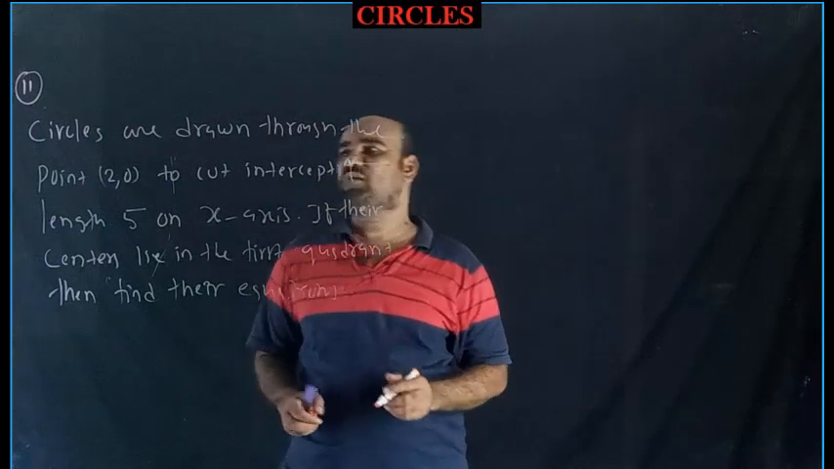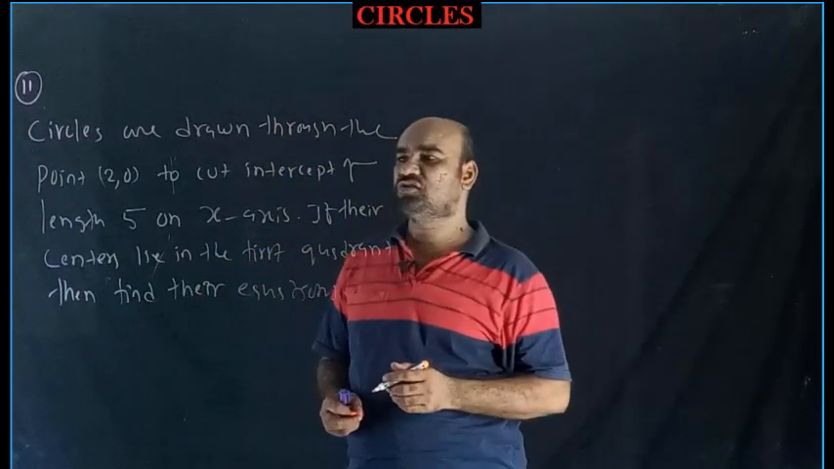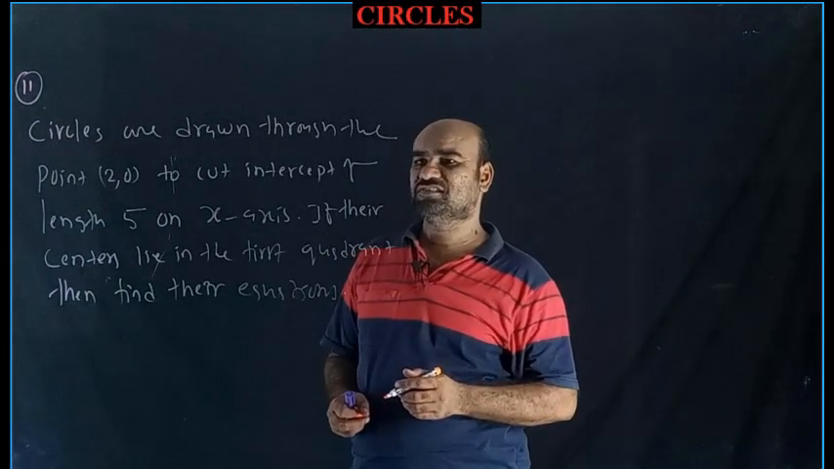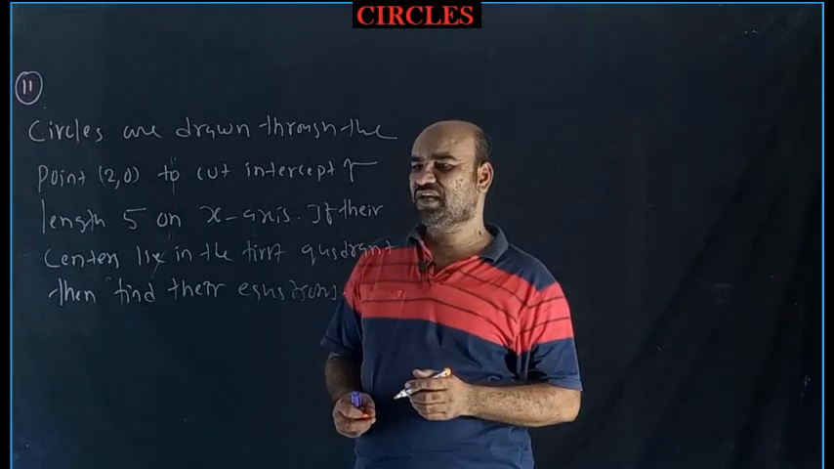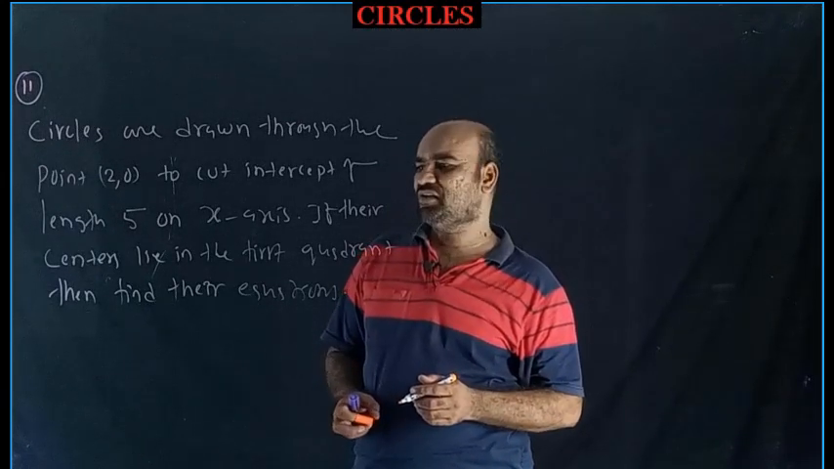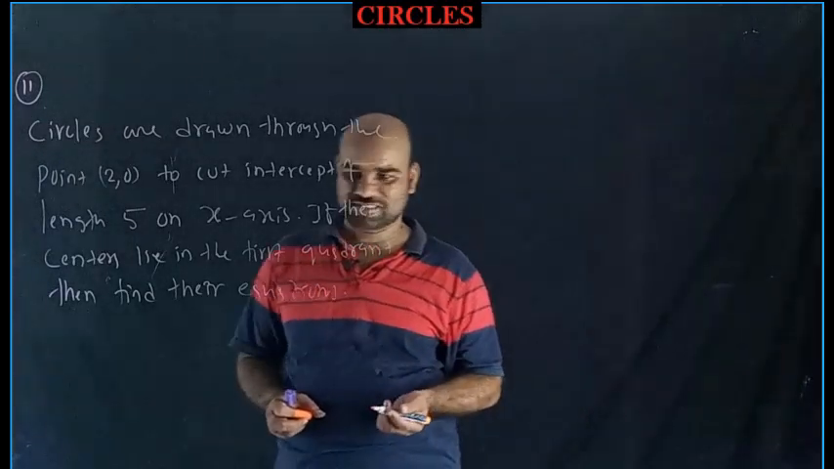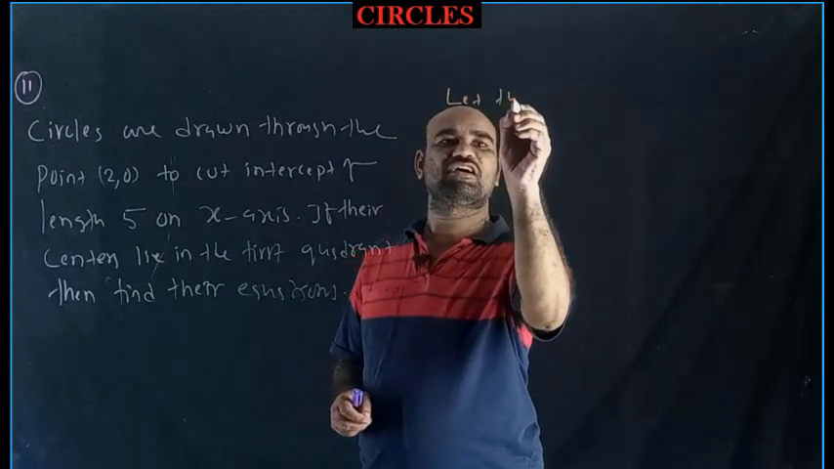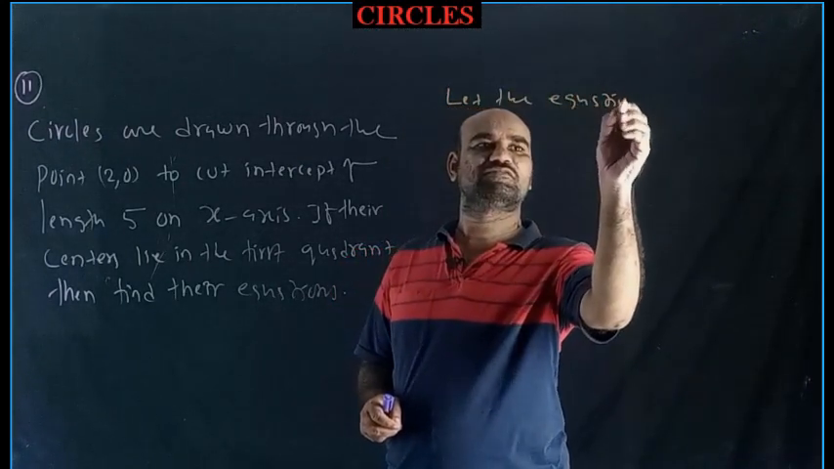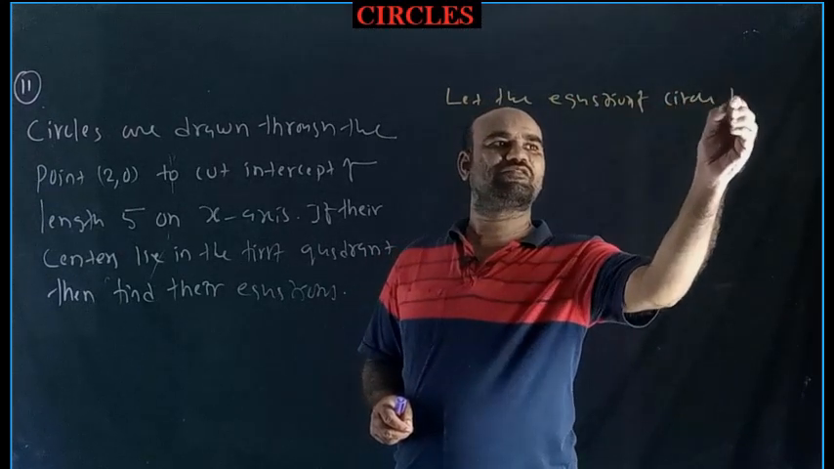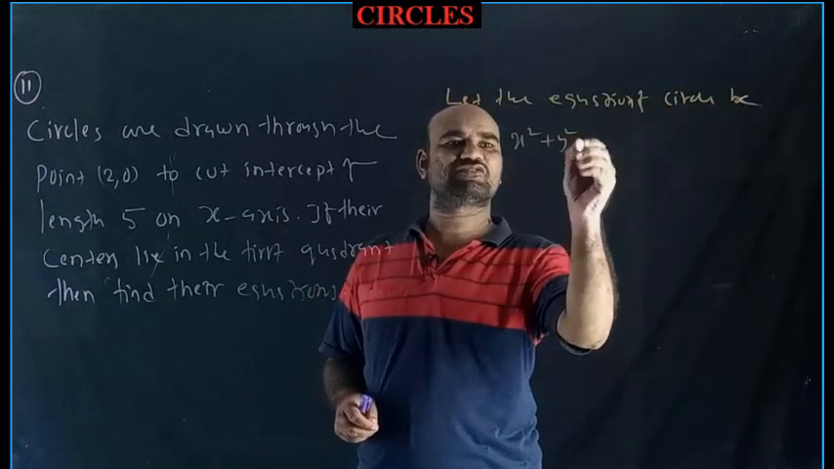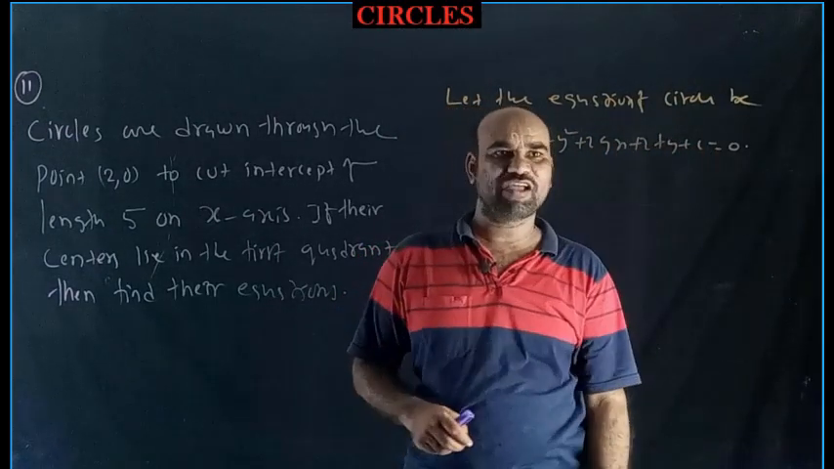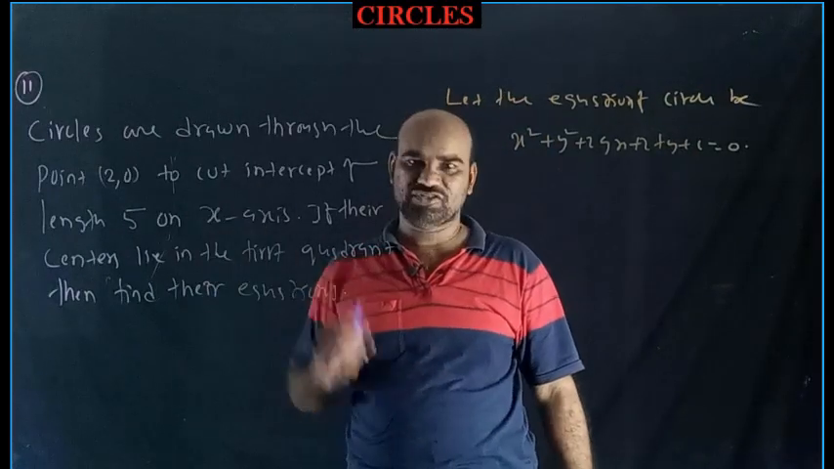Okay, students, our 11th problem: circles are drawn through (2,0) to cut off an intercept of length 5 on the x-axis. If their centers lie in the first quadrant, then find the equation of such circles. Let the equation of the circle be x square plus y square plus 2gx plus 2fy plus c equal to 0. Now I want the values of g, f and c by using the given conditions.